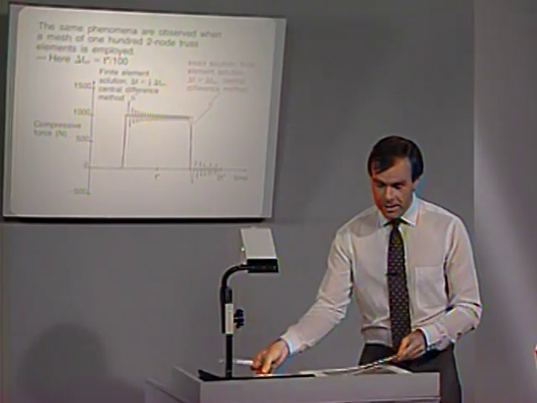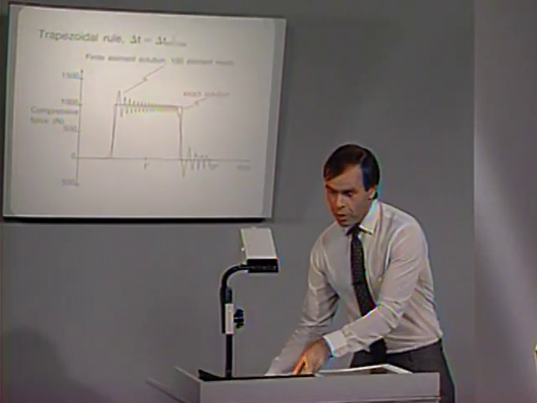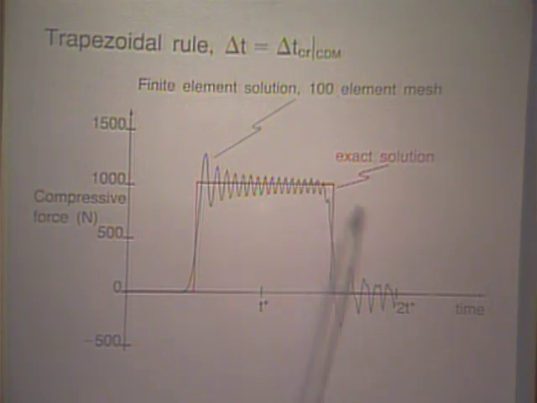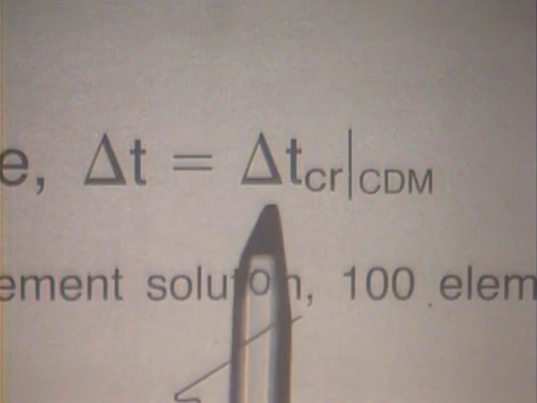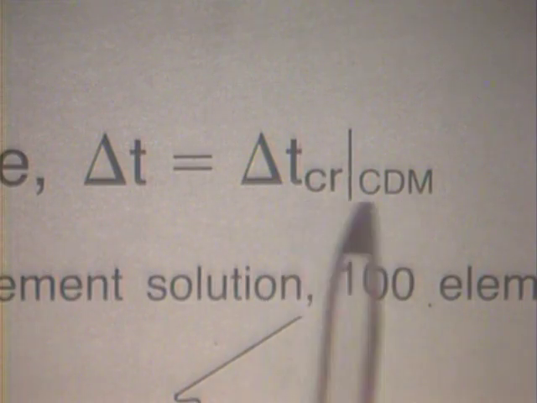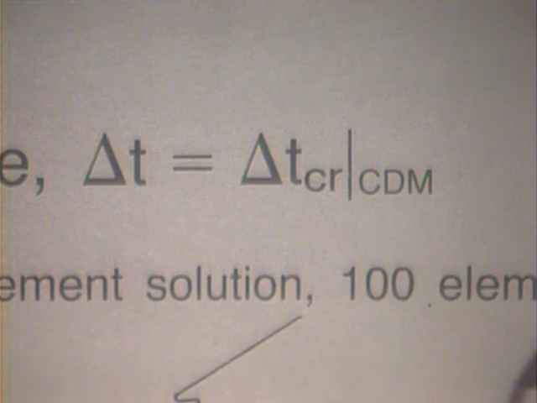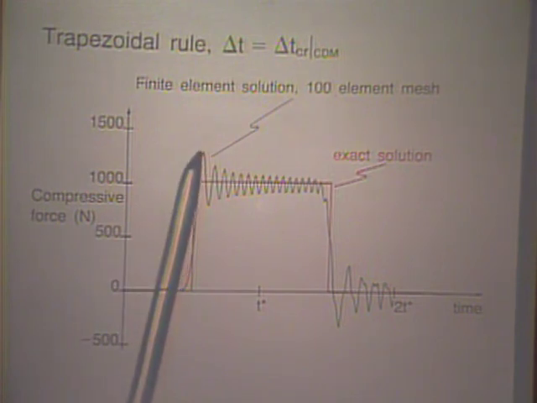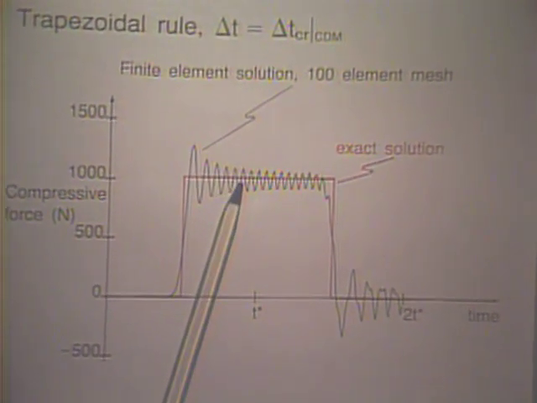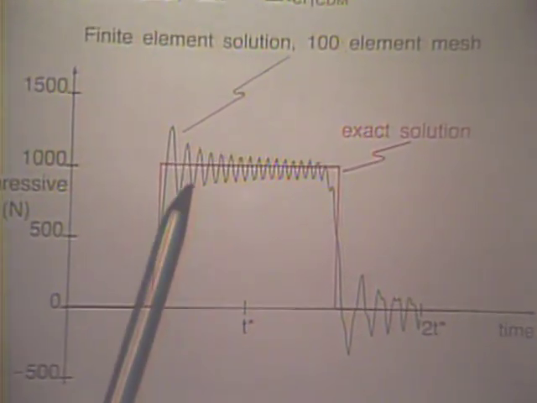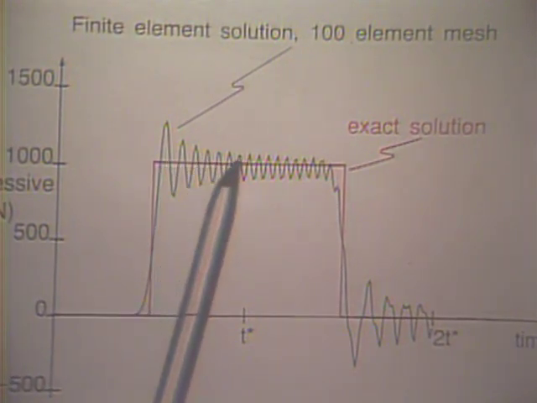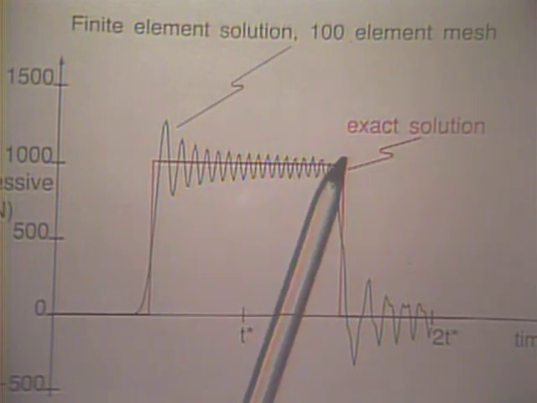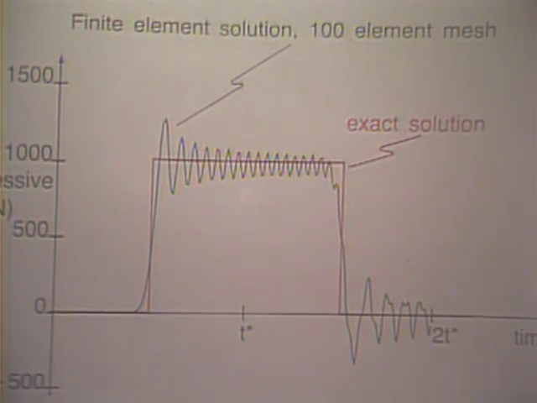If you use the trapezoidal rule, this is the solution that you obtain with a time step equal to the critical time step of the central difference method. Again, here we're using the 100 elements mesh. The solution is certainly better than what we have seen for the 10-element mesh, but it does not give us the exact solution, in other words, a sharp wavefront as we would like to obtain.